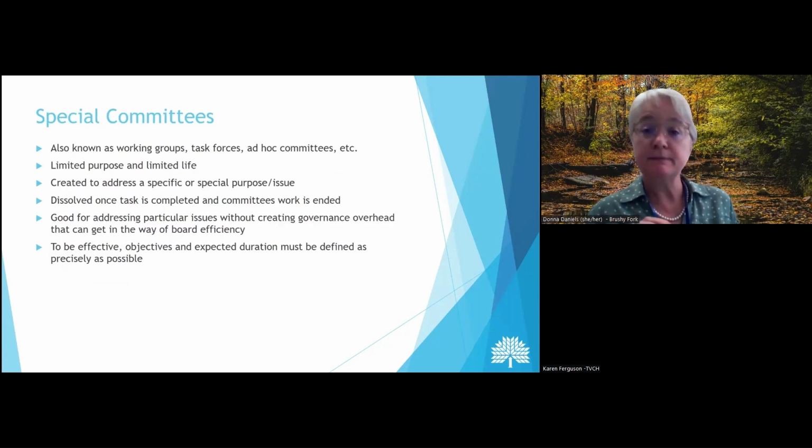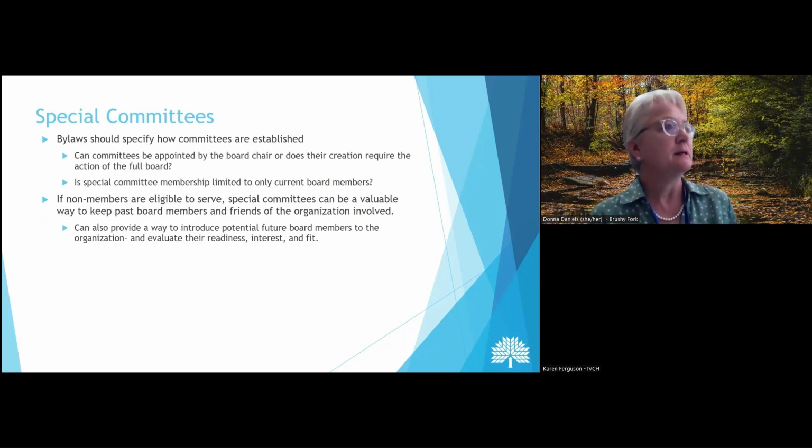Special committees have a limited purpose and a limited life. They are created to address a specific or special purpose or issue, and they are dissolved once that task is completed and the committee's work is ended. And they're good for addressing specific issues without creating that governance overhead of a standing committee that could get in the way of efficiency.